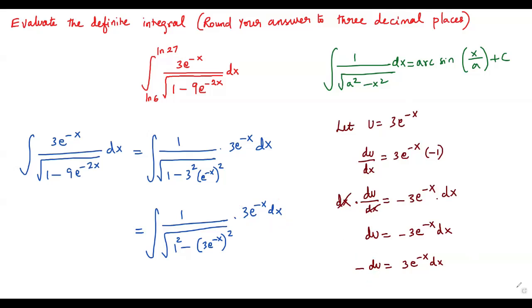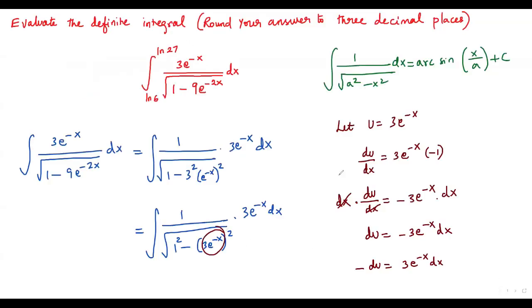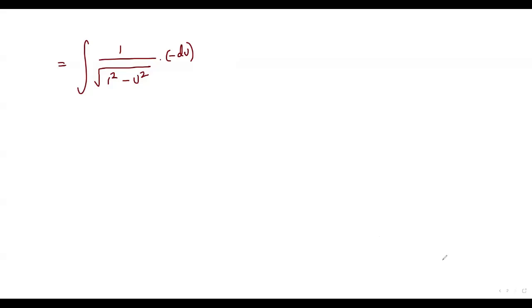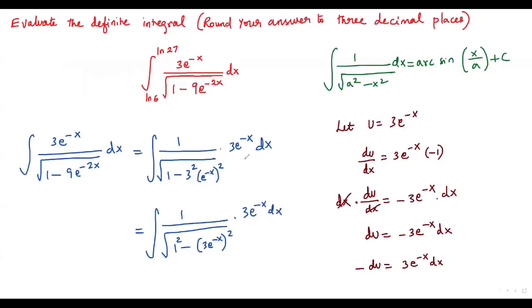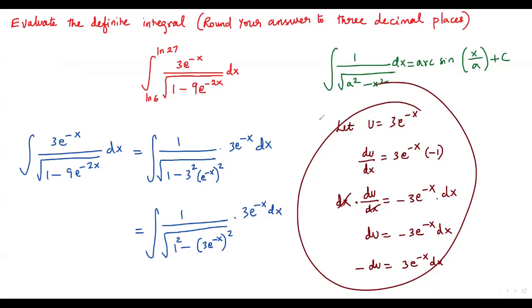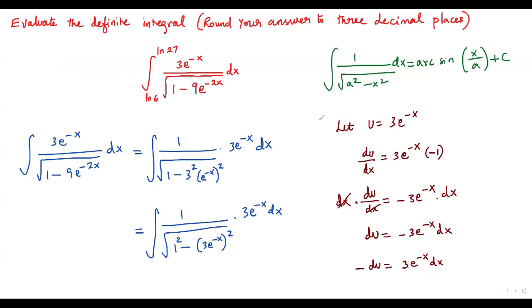Now let me continue on the next page. So we have the integral of 1 over square root of 1 squared minus u squared times negative du. Here, for this 3 times e to the power of negative x, I just plugged in u, and for this one I plugged in negative du. So why do we do all this? That is the u substitution, and what we have done is to make the integration process easier.